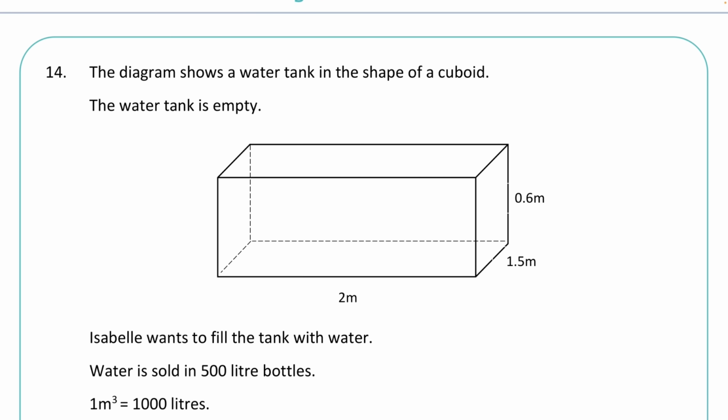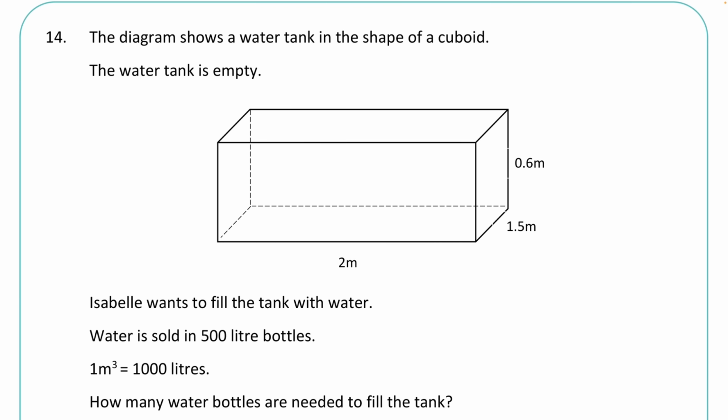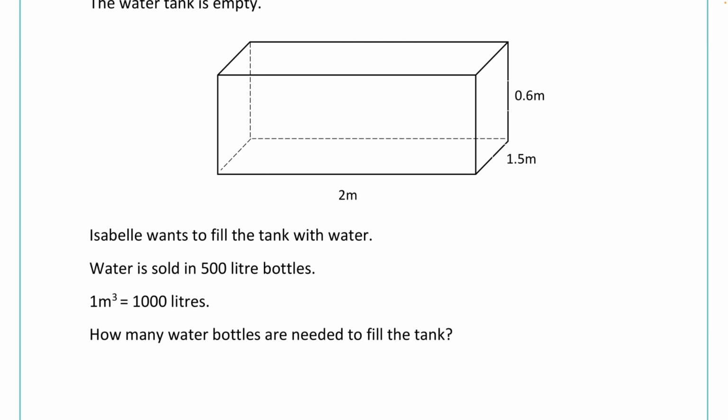On to question 14. We have a diagram in the shape of a cuboid showing a water tank, and it says the water tank is empty. It says Isabel wants to fill the tank with water. Water is sold in 500 litre bottles and a metre cubed is 1,000 litres. How many water bottles are needed to fill the tank? So this is about volume, and it's about the volume of this tank.